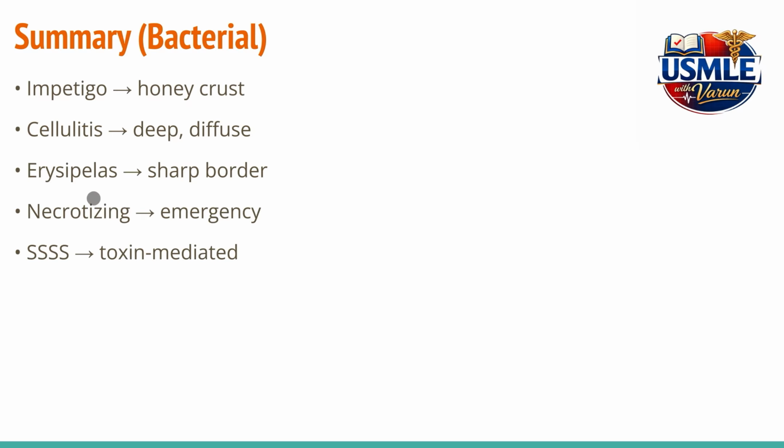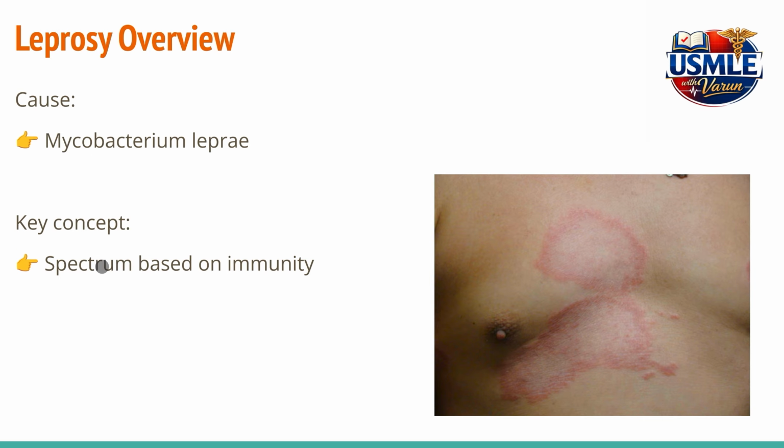Now let's quickly summarize these bacterial infections. Impetigo gives honey-colored crusted lesions. Cellulitis gives diffuse redness with ill-defined borders. Erysipelas gives sharply defined raised edges. Necrotizing fasciitis gives severe pain and rapid progression, and this is a surgical emergency. Staphylococcal scalded skin syndrome is toxin mediated and affects superficial skin layers. So if you can visualize these patterns, you can answer most of the questions in just seconds.